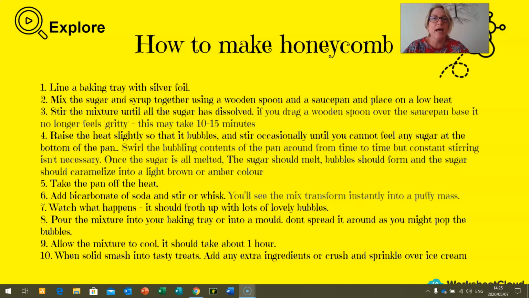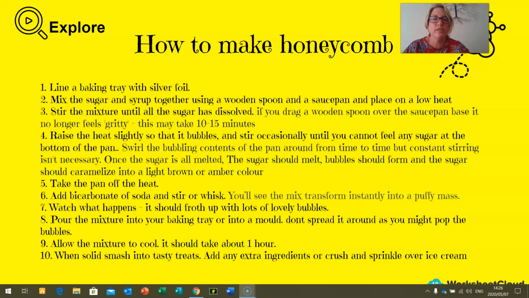Once your sugar has all melted, then you can turn the heat up a little bit higher so that it starts to bubble and that you definitely don't see or feel any granules at the bottom. Then I don't really want you to stir it too vigorously at this stage, but you can swirl the contents a little bit from time to time, and you can stir, but just slowly. It isn't really that necessary.